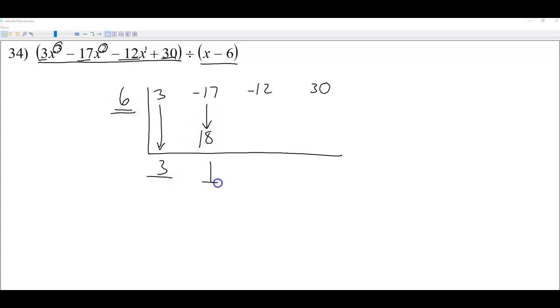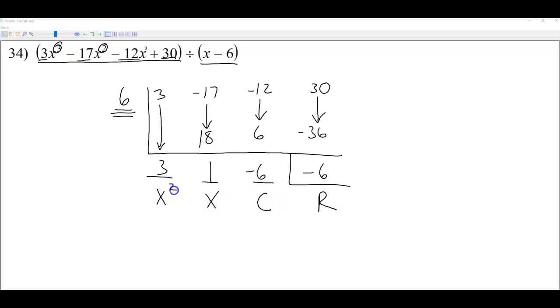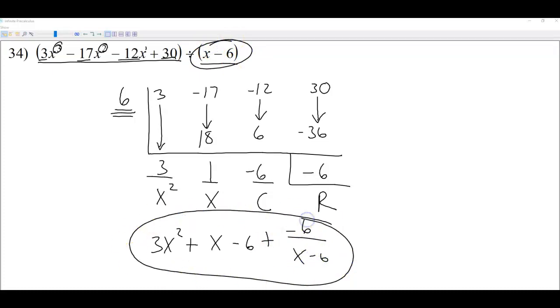And repeat. 6 times 1 is 6. Add these together, you get negative 6. Multiply these together, you get negative 36. Add these together, you get negative 6. And there it is. Now this number is my remainder. This is my constant, this is my x term, and this is my x squared term. So the answer is going to be 3x squared plus 1x minus 6 plus my remainder all over the divisor. And there's that.